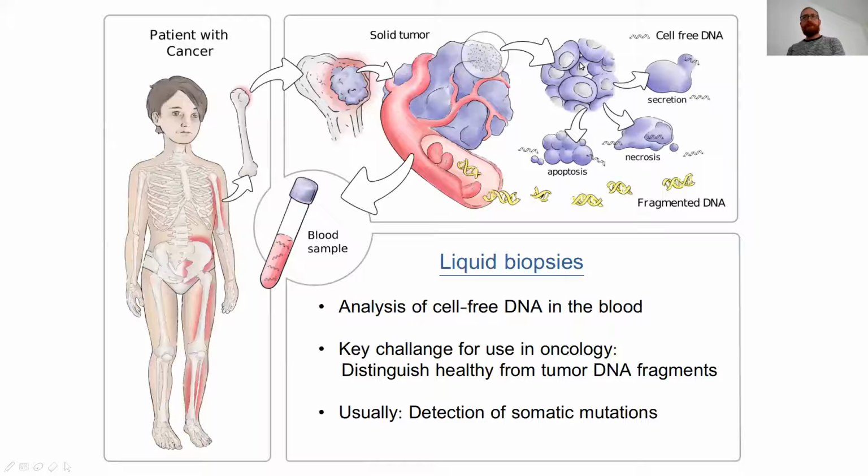I want to start by giving a brief introduction into liquid biopsies. In patients with cancer, the tumor releases cell-free DNA fragments into the bloodstream during secretion or during necrosis or apoptosis. Liquid biopsies refers to the analysis of these cell-free DNA fragments. Now, the key challenge for the use of liquid biopsies in oncology is to distinguish DNA fragments that are derived from the tumor from those that are derived from healthy cells. And usually this is done by the detection of somatic mutations. But we are working with pediatric tumors with low mutational burden. So we are taking a slightly different approach, as you see in a second.